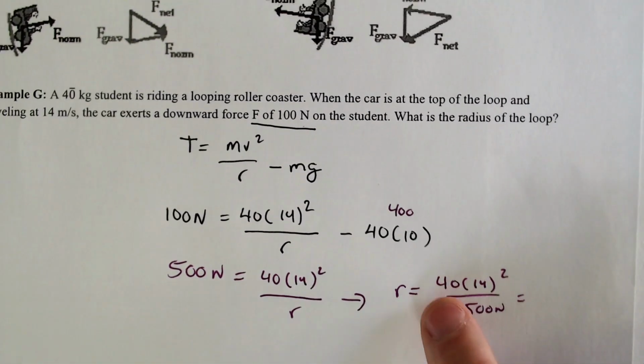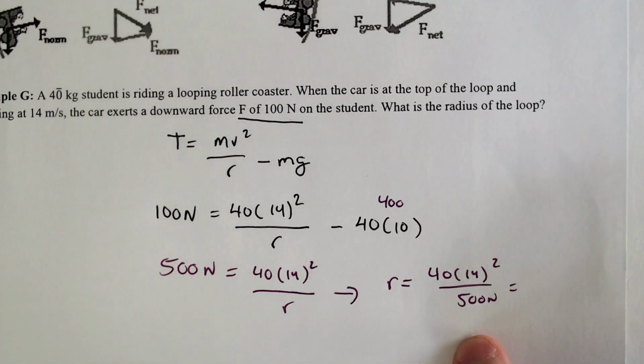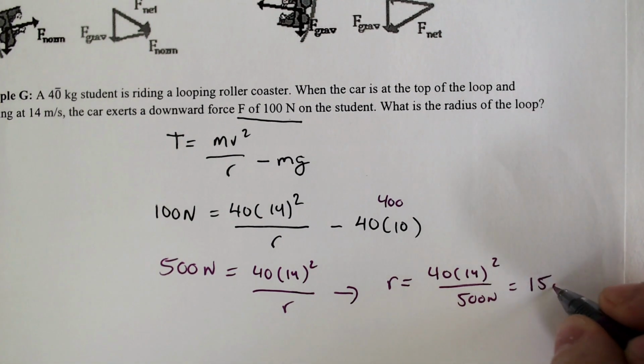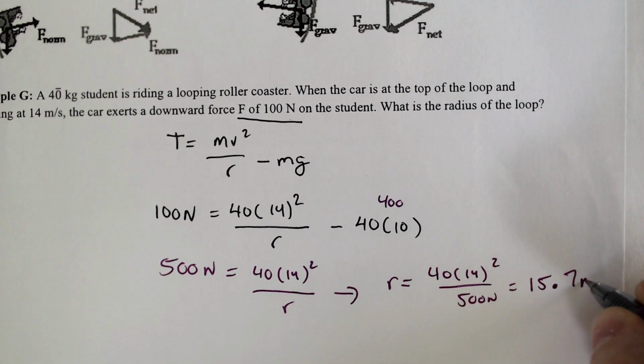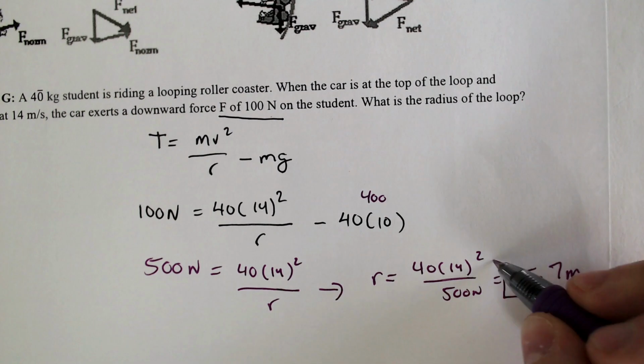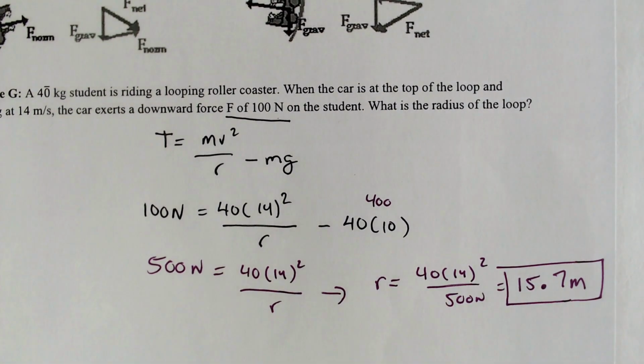And when you do the math, 40 times 14 squared divided by 500, you end up with 15.7 meters. And that, ladies and gentlemen, is going to do it for this one.